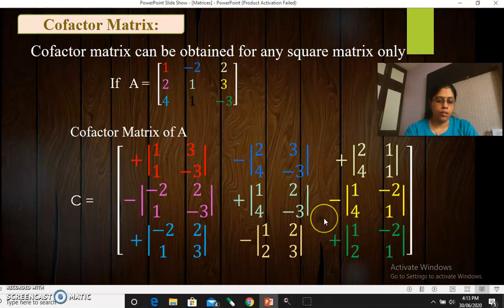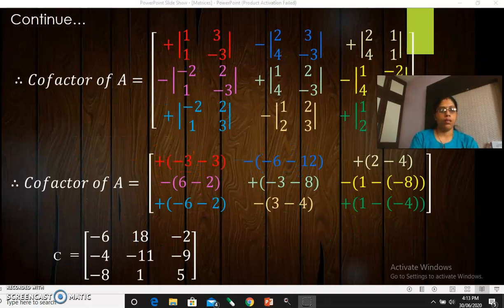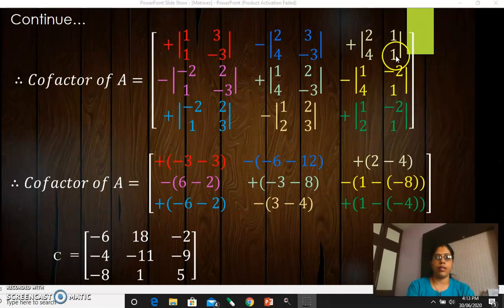Okay, and put the elements. Draw the 2 by 2 determinants there. Next, you have to further calculate. See, this is the cofactor matrix which we have identified in the previous slide. The same I have copied here. That same matrix I have copied here.